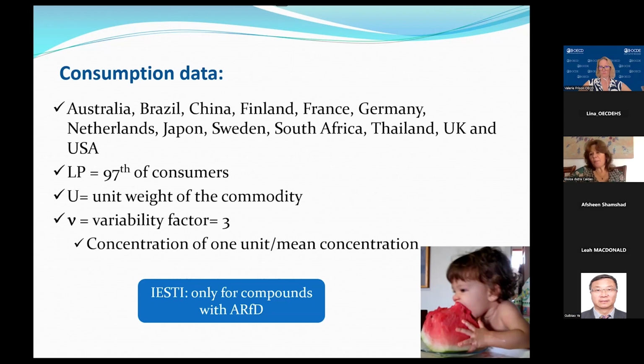So for those compounds, of course, if we don't have an acute reference dose set, we don't estimate the acute exposure, and only the chronic exposure. All the compounds have an ADI, but not all the compounds have an acute reference dose. Next slide, please.